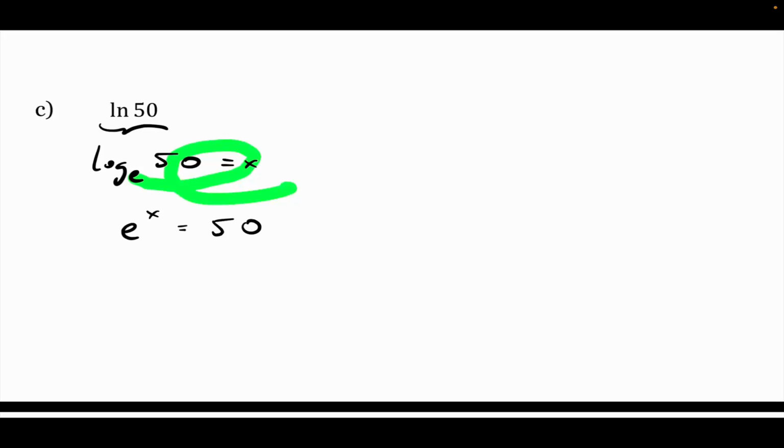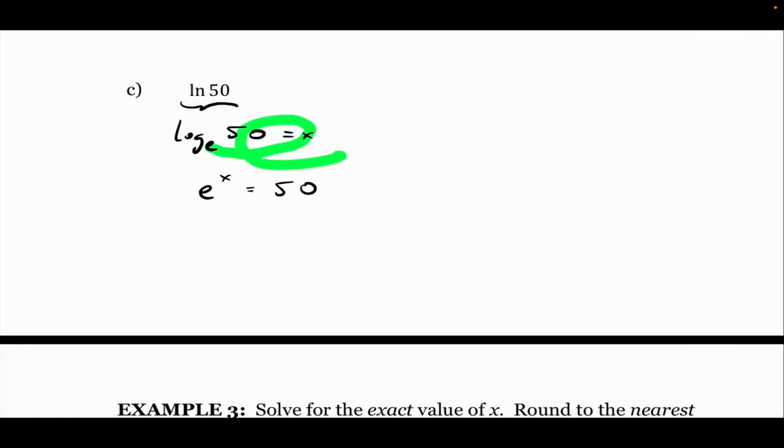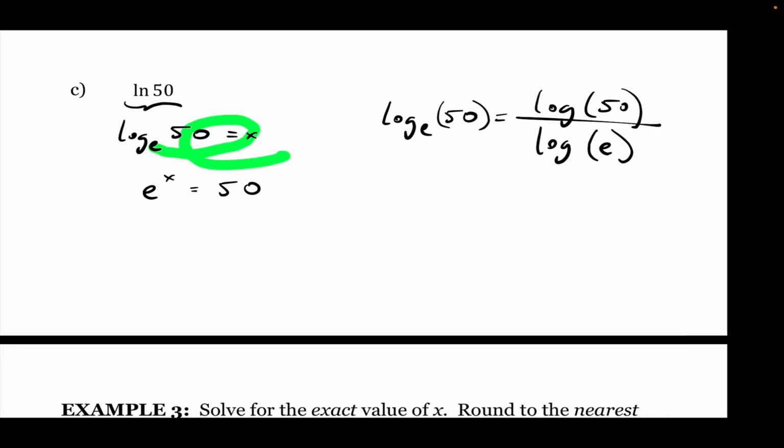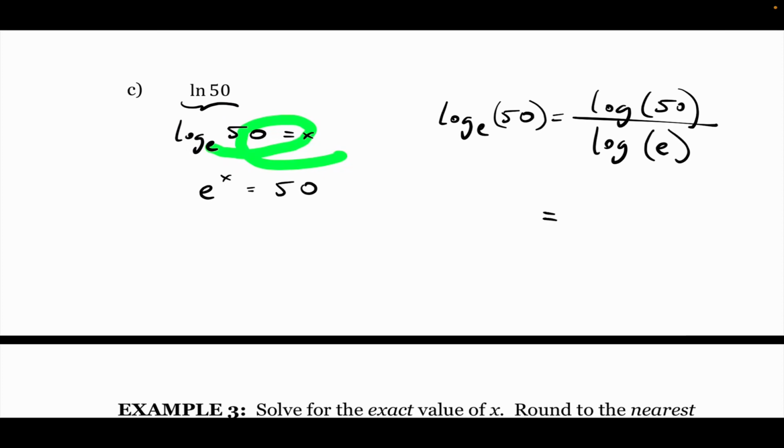So e to what power makes 50? I don't know. e is a decimal on its own, so to do that in your head, you can't really. So let's use the change of base. We've got log of 50 on top, log of e on the bottom. We're going to put that into my calculator, and we're going to get most likely a decimal, because that's why we couldn't do it in our head.